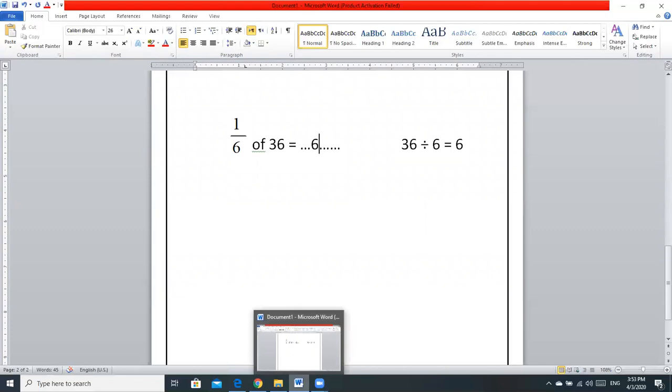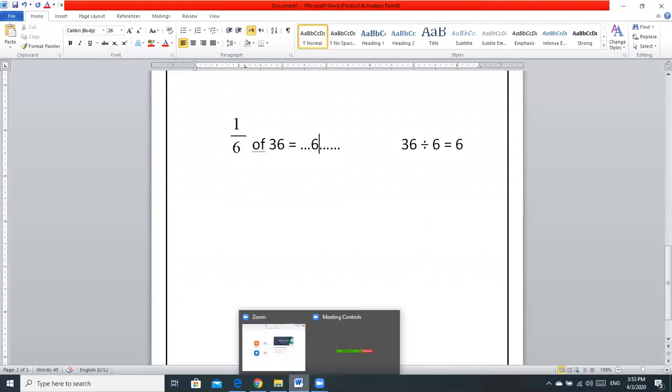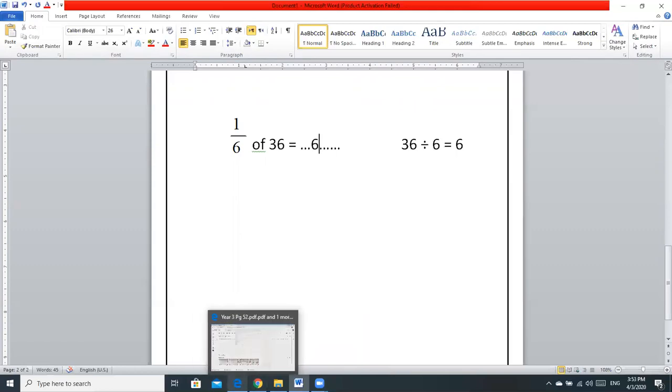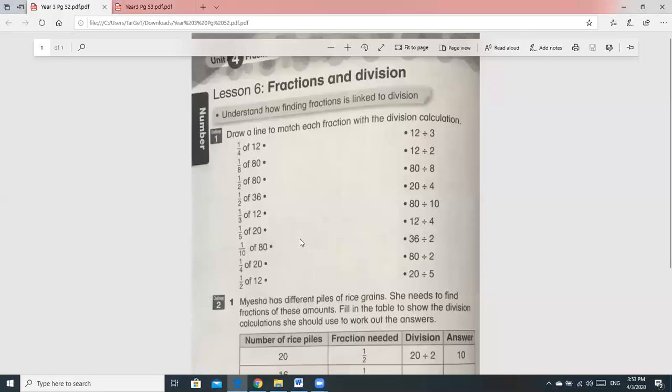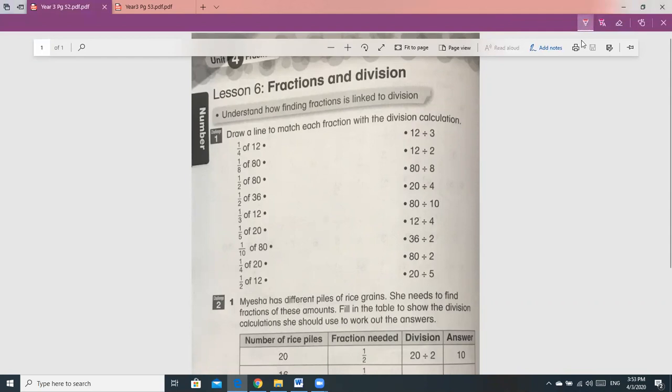So let's answer. Let's bring your books, page 52, to answer. Now you bring page 52 in your workbook. Let's answer together. You say to me, in challenge 1, draw a line to match each fraction with the division calculations. So I'm going to answer here. You say to me, quarter of 12.